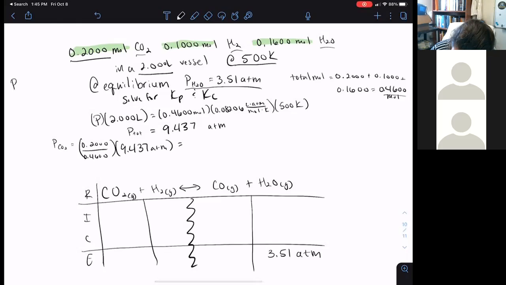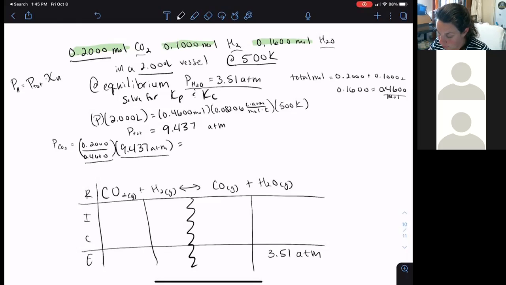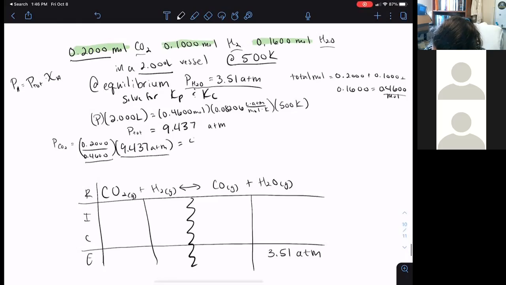So remember, partial pressure is equal to our total pressure times our mole fraction. So I've got my mole fraction, which is this one right here, and then my total pressure, which is what I solved for using the ideal gas law. So I take my 0.2000 divided by 0.4600, and then I multiply it by my total pressure, 9.437, and I get 4.103. So that can go as my initial value right there.